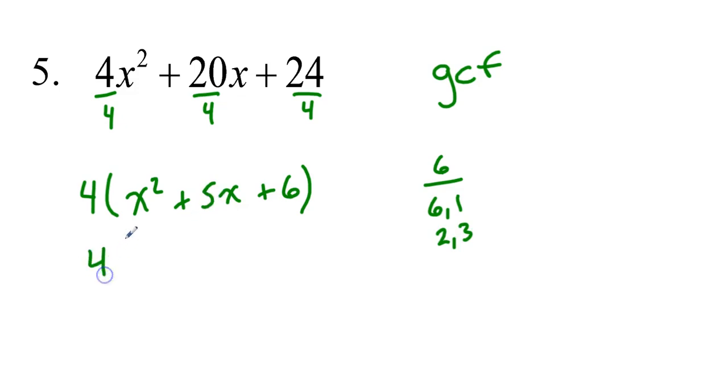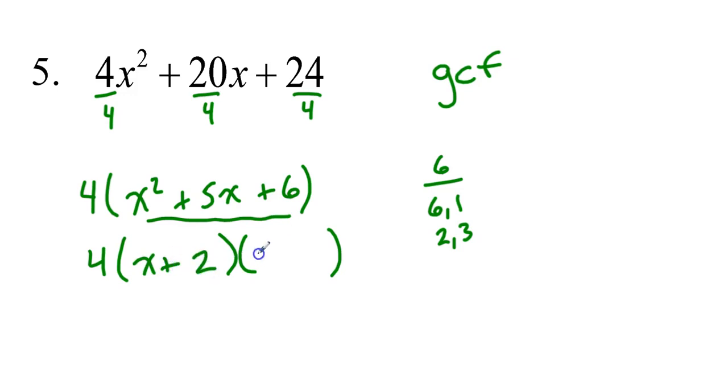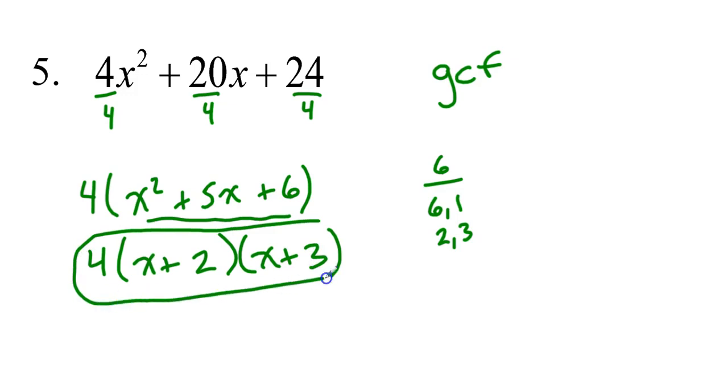So I've got the 4 still. Don't lose that 4. And then I'm just going to break down this quadratic into x plus 2 times x plus 3. That's what's called the complete factorization. I know I can't go any further because there's no way to factor x plus 2 and there's no way to factor x plus 3.